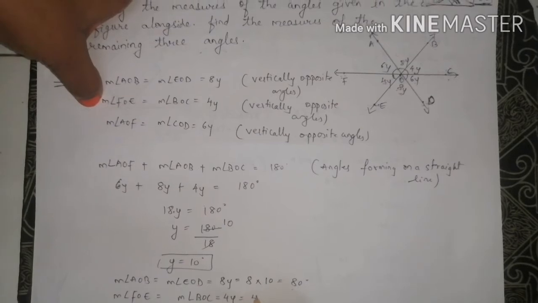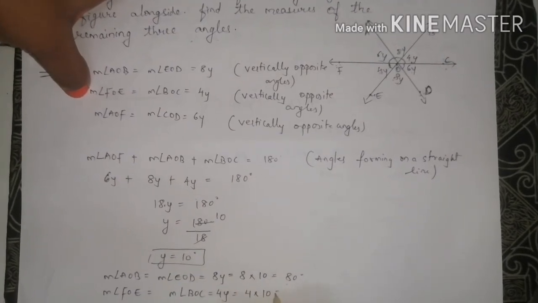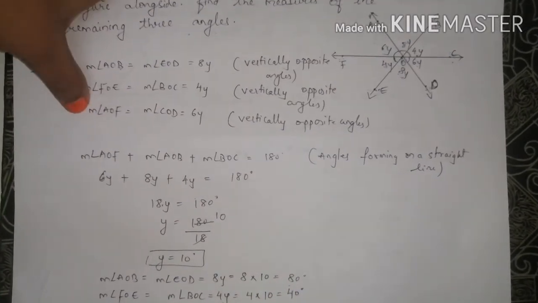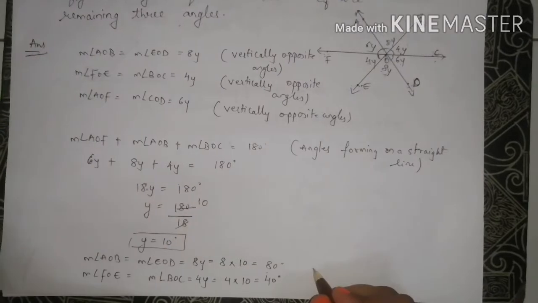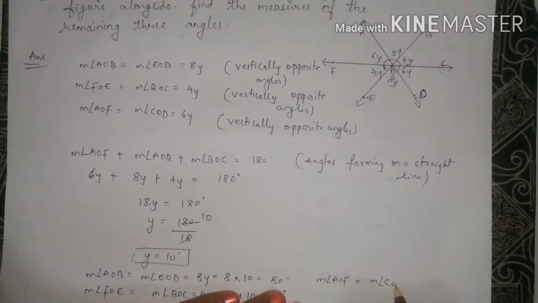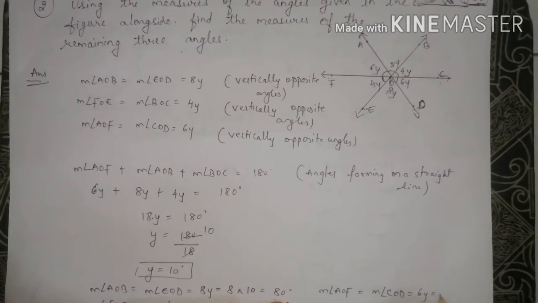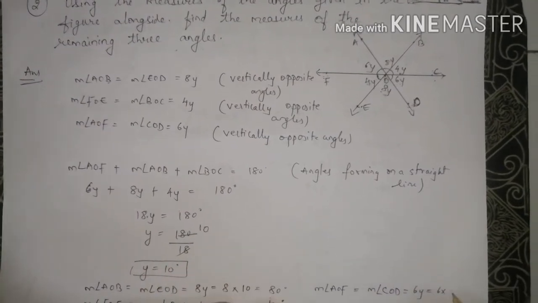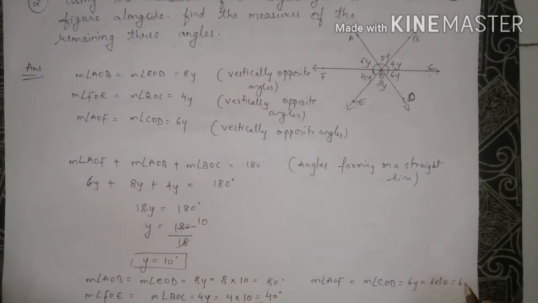4y. So 4 into y value we got is 10. 4 tens are 40 degree. The last pair, measure of angle AOF is equal to measure of angle COD is equal to 6y. 6y means 6 into y value we got, 10. So 6 tens is 60 degree.